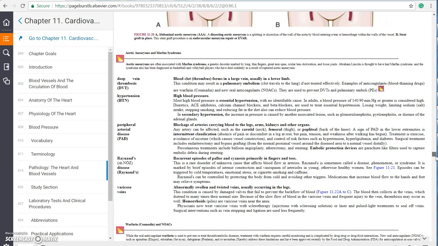Deep vein thrombosis is when we have a blood clot that affects one of the larger veins in the lower limbs. Hypertension is high blood pressure. Raynaud's disease is an interesting condition where people have episodes of cyanosis, usually of their fingertips or of their toes, and it will pass as quickly as it comes on. Different things like stress, caffeine, smoking, and other factors can contribute to the exacerbation.